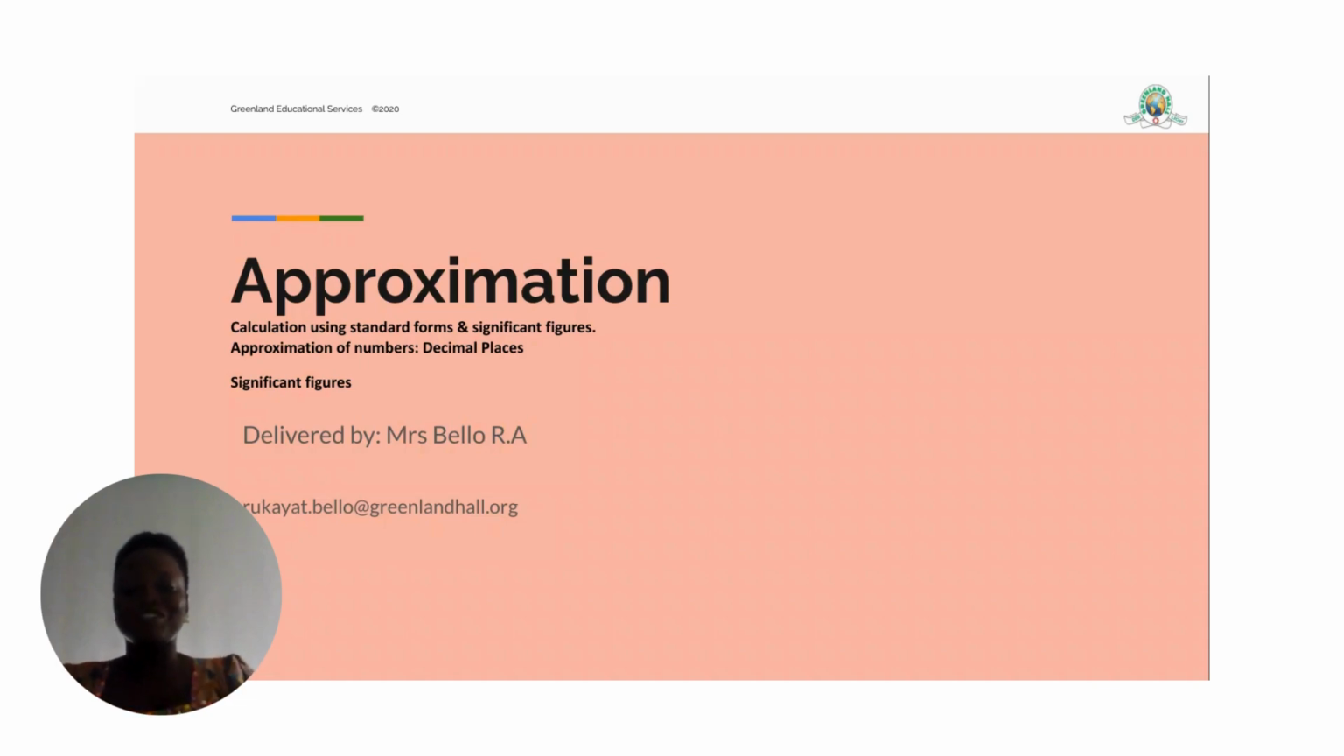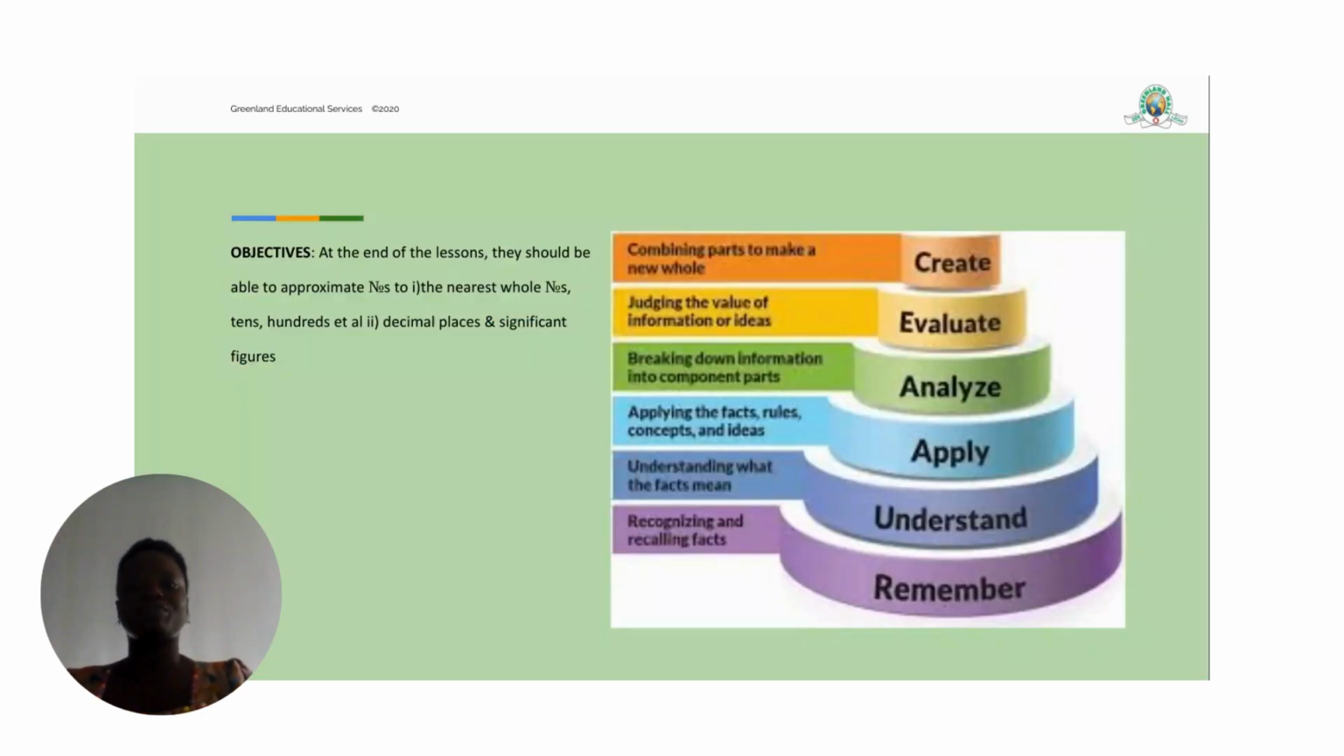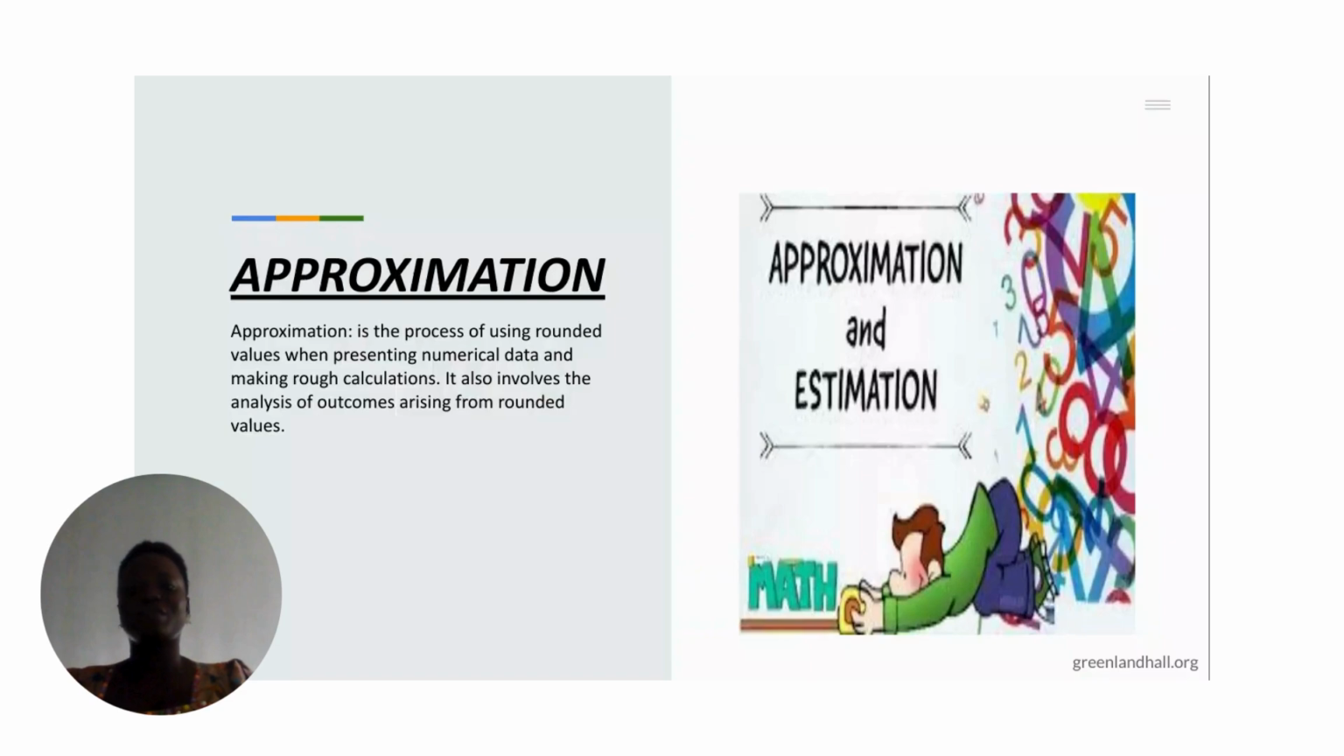And the topic we're treating today is approximation. Approximation, that is calculating using standard form, significant figure, and approximating of number to decimal place and significant figure. Now, our objective for this topic is, at the end of the topic, students must be able to approximate to the nearest whole number, tens, hundreds, decimal, and significant figures.